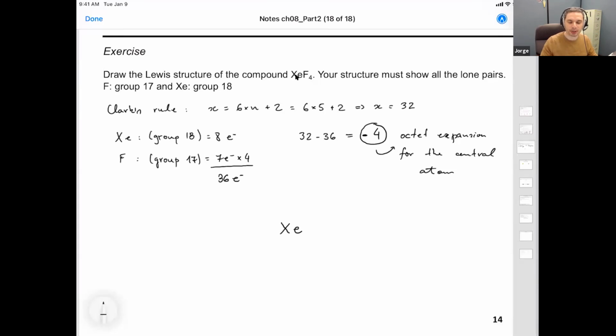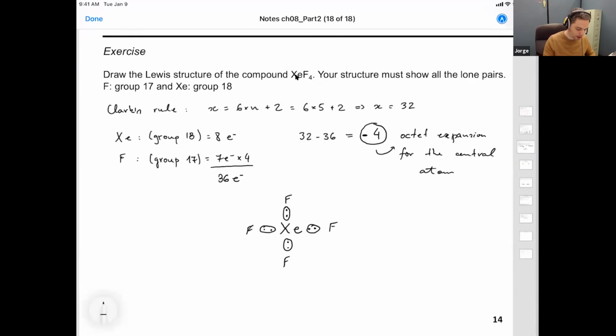Let's distribute the fluorines around the xenon. Doesn't matter where you put them for now. And let's connect the central atom to each fluorine using a single bond. Remember, each single bond uses 1 pair of electrons. So just to connect the central atom to the fluorines, we used 4 pairs of electrons. Therefore, we still have 14 remaining.